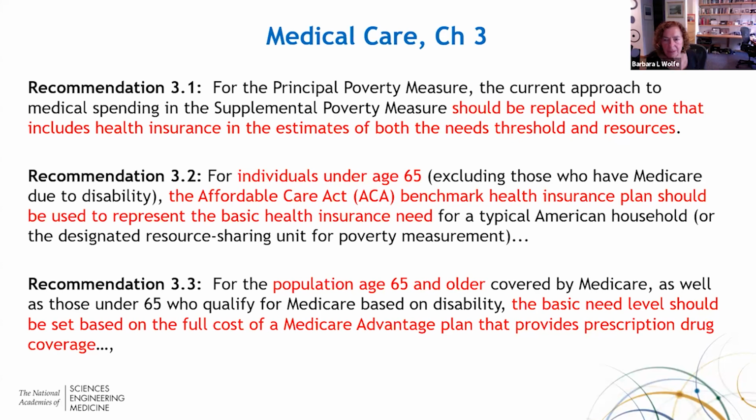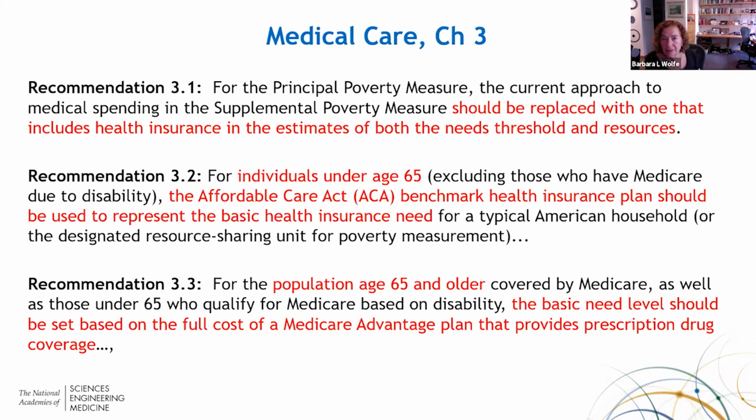So our first recommendation, the one you see up on your screen, is to replace the current approach to medical spending in the supplementary poverty measure with one that includes health insurance in both the needs threshold and resources. In other words, we recommend moving to a health inclusive poverty measure. Before going on, I just want to note that much of the work on this was carried out by Sanders Corman and Dahlia Remler. Their approach, which we have adapted for our recommendations, has been actively studied by people at Census, and that allows us to have confidence that it would be possible to do this without a great deal of difficulty.